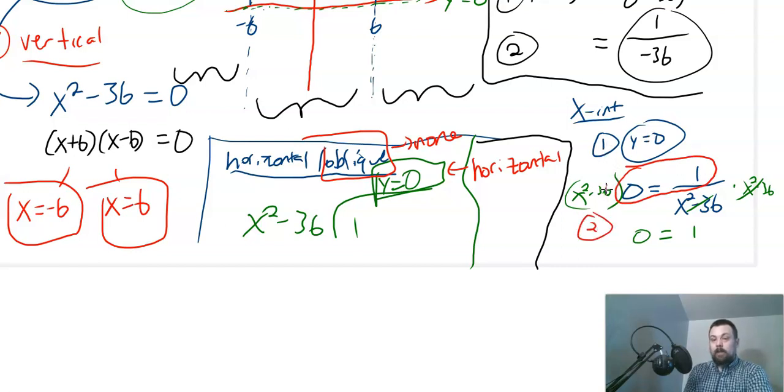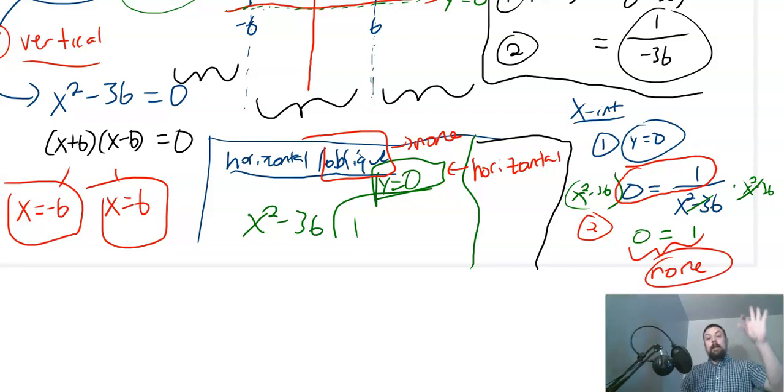So I'm trying to enumerate these steps. Step 1, set y equal to 0. Step 2, solve for x. Well, you end up getting no solution. I want to say none, no solution. There's no x-intercepts this time. And so that's what you would select on MyMathLab. There'll be two options there. One is the x-intercepts are blank. The other one is there are no x-intercepts. That's the one you want to pick this time.